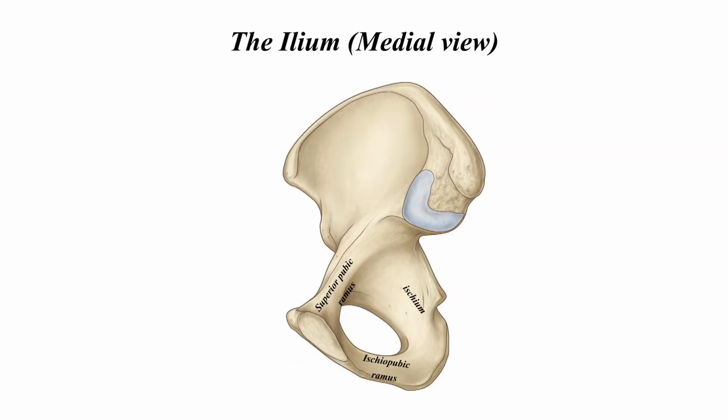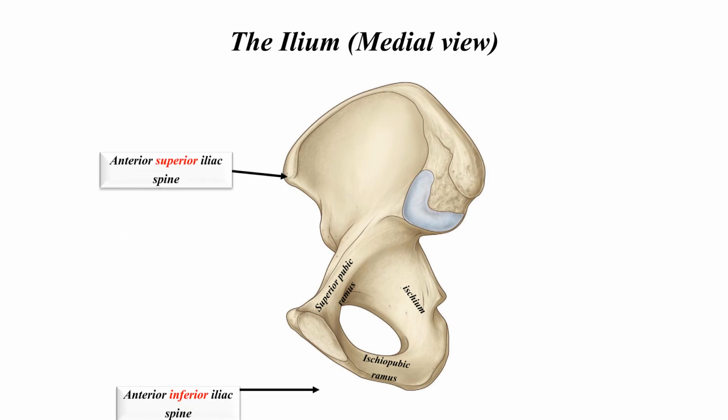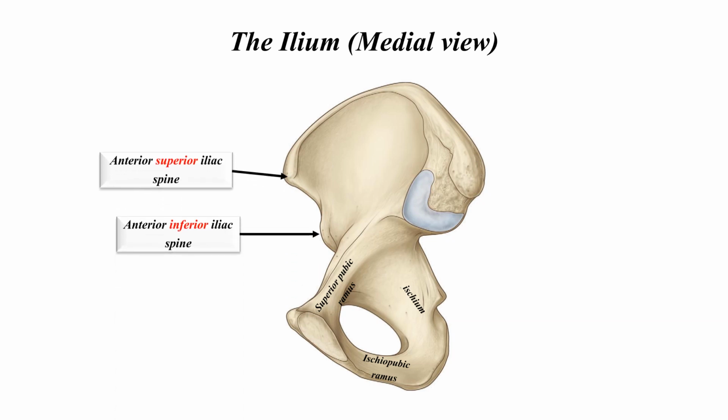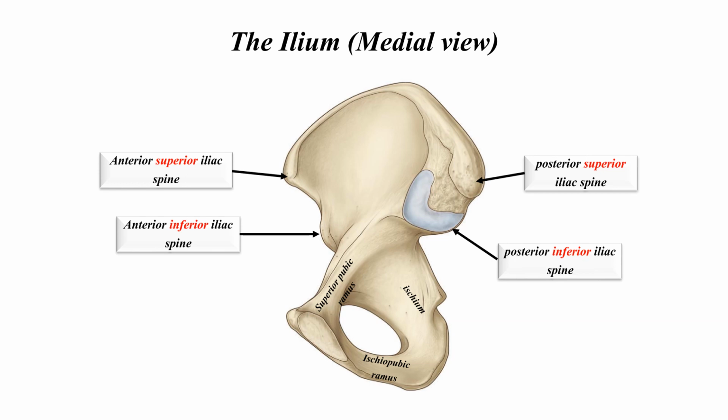In this slide, we will talk about the ilium from the medial view. This is the anterior superior iliac spine and this is the anterior inferior iliac spine. The inguinal ligament attached to the anterior superior iliac spine while the iliofemoral ligament attached to the anterior inferior iliac spine. Posteriorly, the ilium has posterior superior iliac spine and posterior inferior iliac spine. The upper convex margin of the ilium is called the iliac crest. It lies between the anterior superior iliac spine and posterior superior iliac spine.